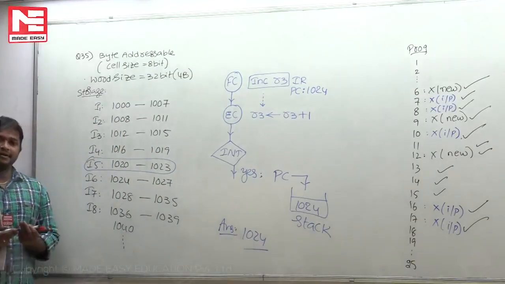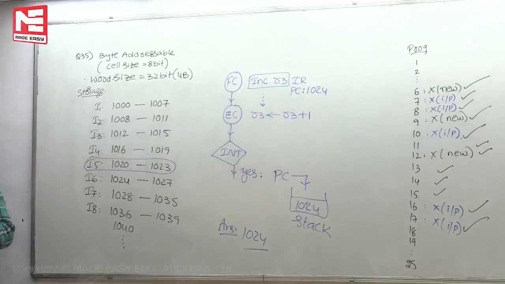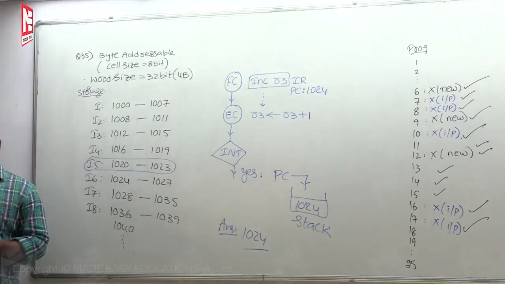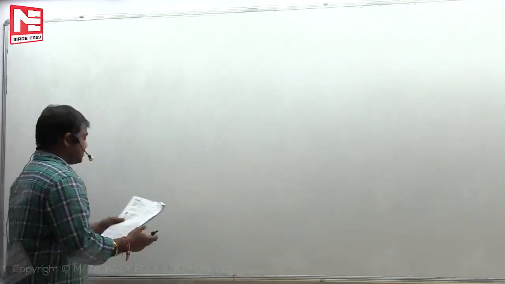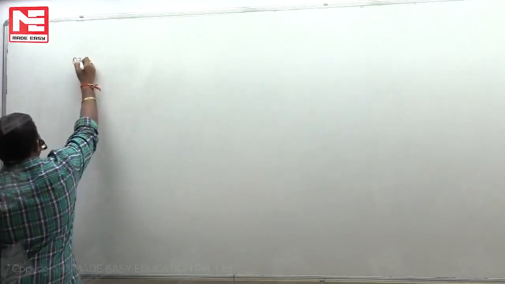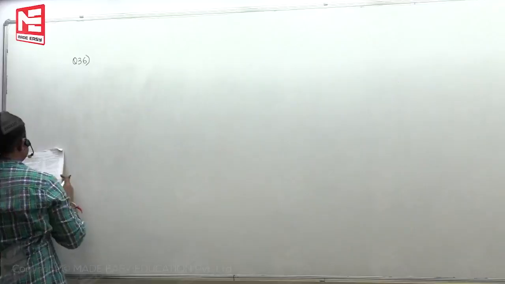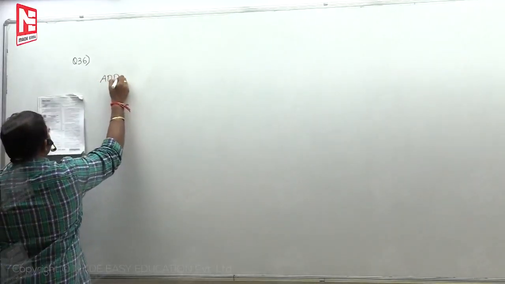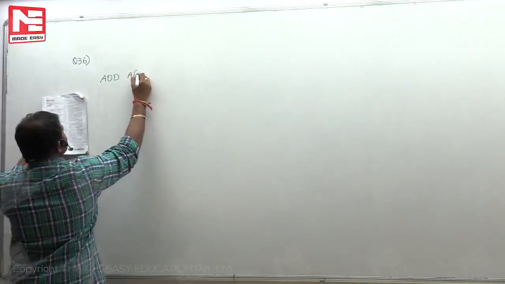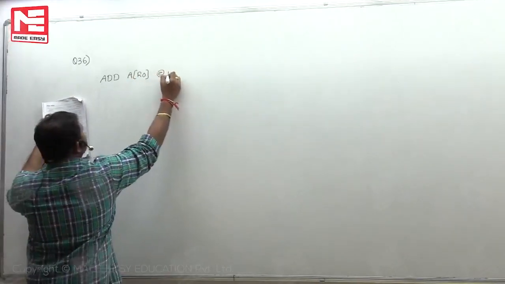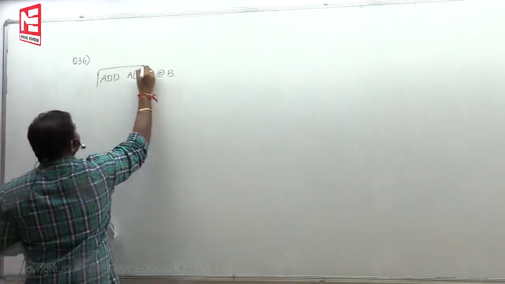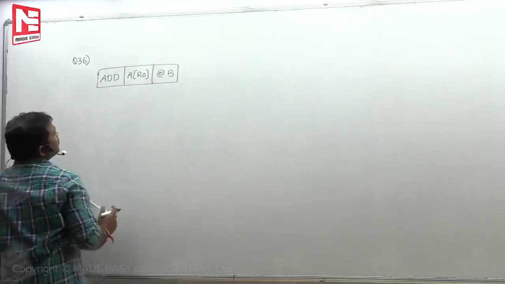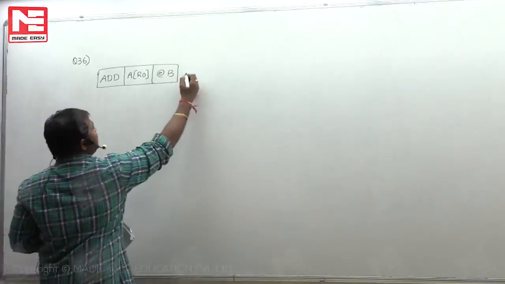Okay? Correct. So analyze the questions like this. See question 36. The 36th question contains the instruction ADD A of R0 at the rate of B. This instruction is a 3-word instruction, given. 3-word instruction. It is in the IR.